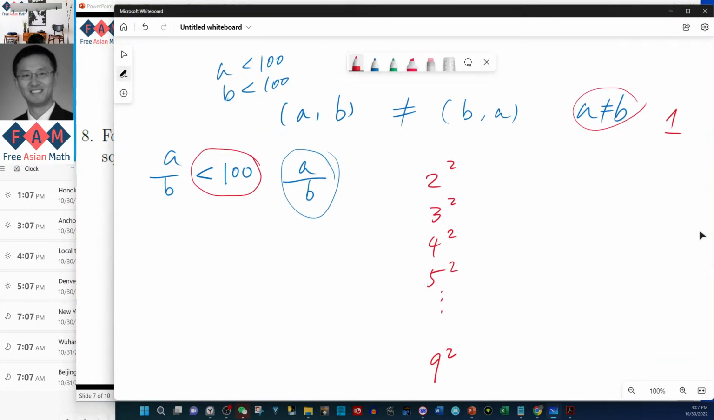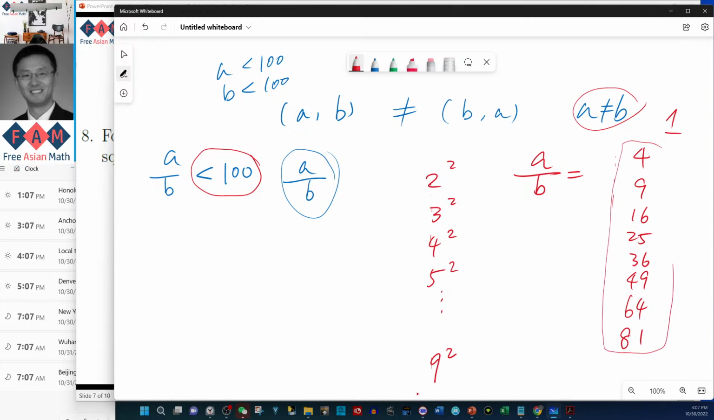So that means the constraint really says a over b can be only those cases: 2 squared, 3 squared, up to 9 squared. How many of those numbers? 8 of them. 9 minus 2 plus 1. That's how you count how many numbers there are from 2 to 9. So a over b can only be 4, 9, 16, 25, 36, 49, 64, and 81. All those 8 numbers. Okay.